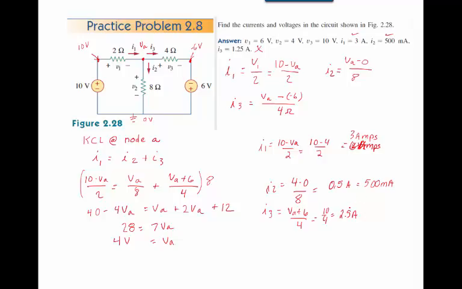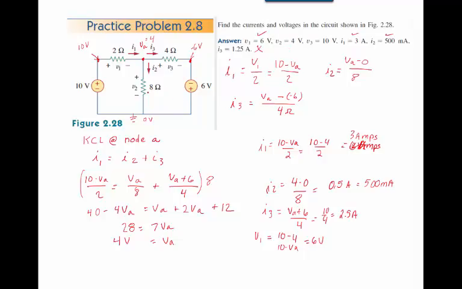What else did it ask for? What's V1? Voltage 1 is the voltage across here, which is 10 minus 4. So voltage across 1, 10 minus 4, which is 10 minus VA. So it is 6 volts. Correct. And what else does it ask for?